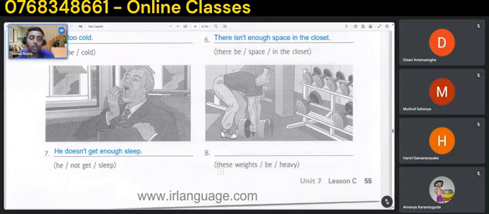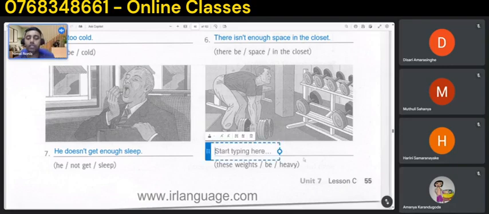And the last one, these weights, be heavy. Okay, so he finds it difficult to lift them because they are too heavy. So we can write the answer as these weights are too heavy.